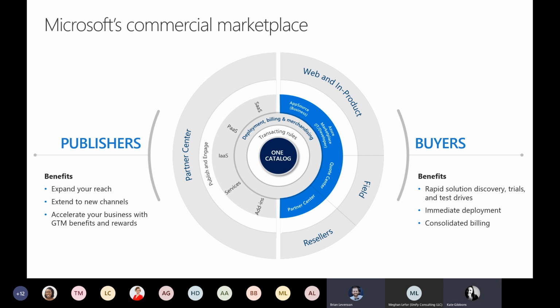And the catalog of offerings that are available in our marketplace are also available through Microsoft's sellers, our sales organization, into their tools. And even to Microsoft's network of resellers. Our Cloud Solution Provider program has the ability to resell transactable or paid offerings from our commercial marketplace, if you configure your offerings to be available there.